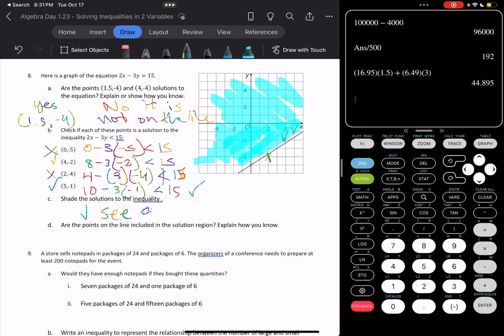C, graph, we did that. Are the points on the line included in the solution region? Explain how you know. So the answer is no, because this is a less than situation and the points on the line are equal to 15.